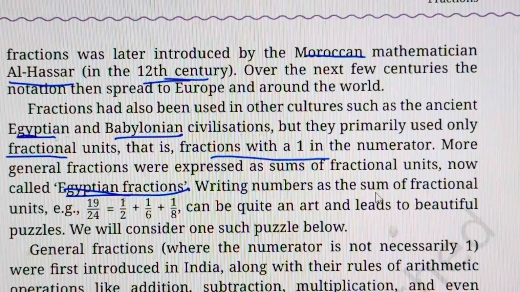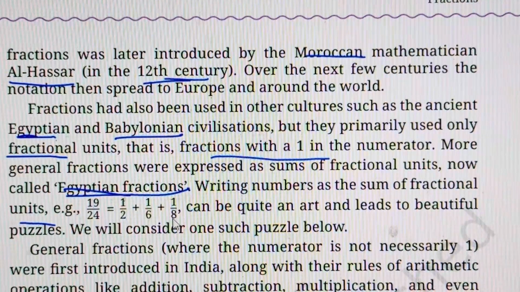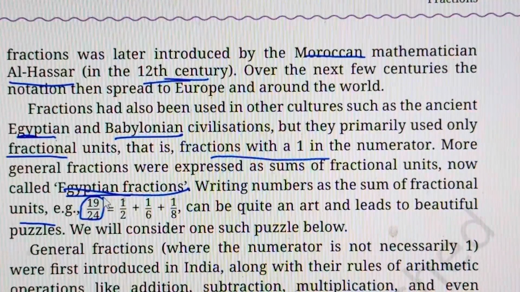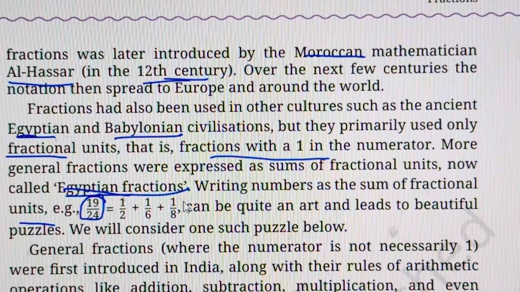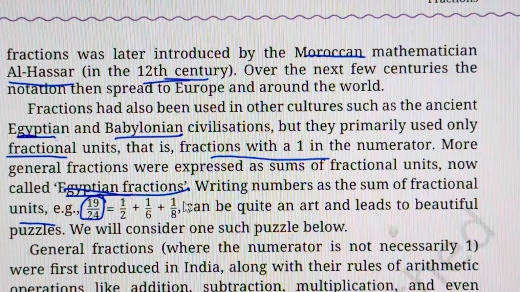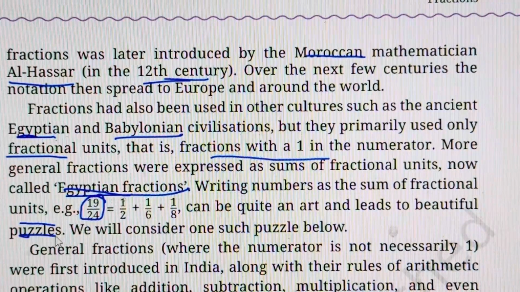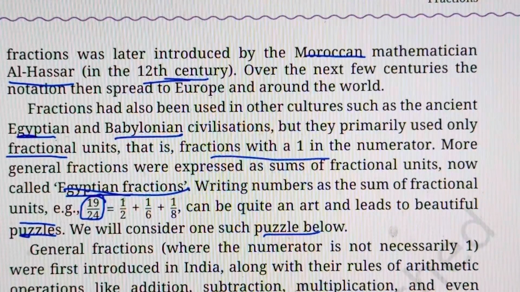So writing numbers as the sum of fractional units, for example 19 upon 24, was written as 1 upon 2 plus 1 upon 6 plus 1 upon 8. They would say it is half plus one-sixth plus one-eighth. So only fractional units were used at that time. It can be an art and leads to beautiful puzzles, right? We will consider one such puzzle below and try to solve it also.